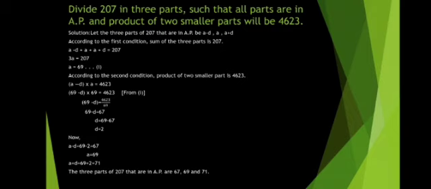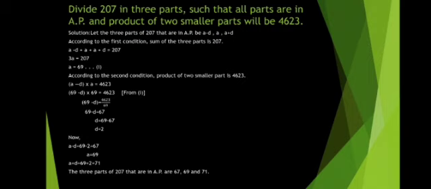Now according to the first condition, we divided 207 into 3 parts. So if we add all 3 parts, we will get 207. So we can say the sum of all 3 parts is 207. So a minus d plus a plus a plus d is equal to 207. In this line, d is repeating twice with the opposite sign, so it gets cancelled. So what remains is 3 times a, that is 3a is equal to 207.